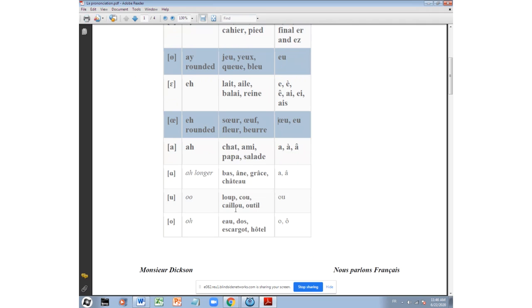Okay, next, OU produce the sound U. So we say lu, hu, caillou, outil. Lu, hu, caillou, et puis we say outil.